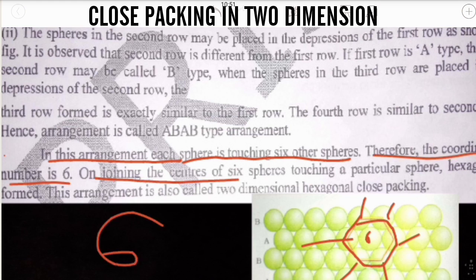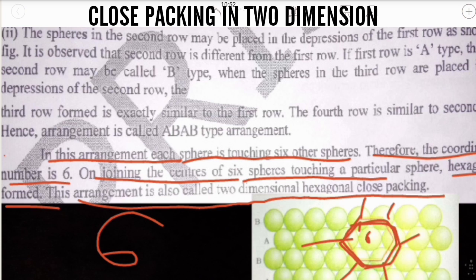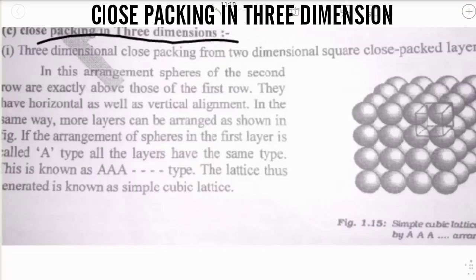On joining the centers of the 6 spheres touching a particular sphere, a hexagon is formed. Hence, it has a coordination number of 6 and a hexagonal structure, so it is called 2-dimensional hexagonal close packing. Close packing in 2 dimensions can be done in 2 different ways: square close packing in 2 dimensions and hexagonal close packing in 2 dimensions.